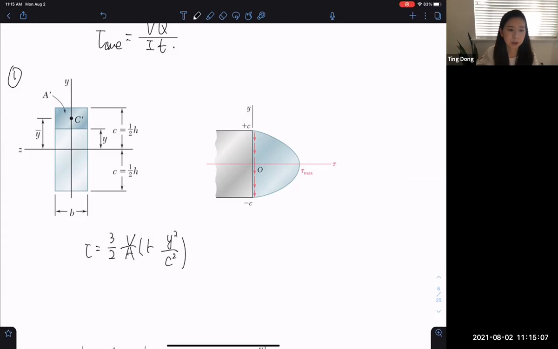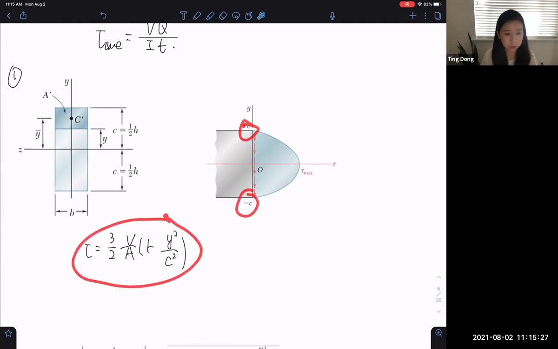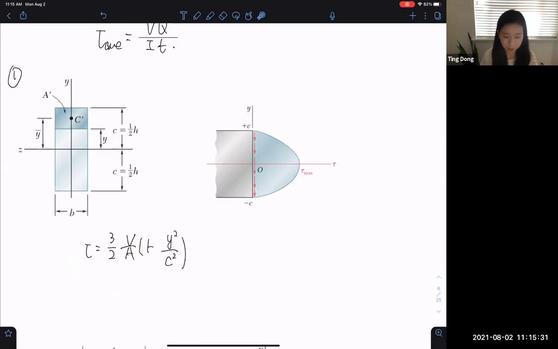This is a quadratic function, right? The shear stress is a quadratic function of y, so it changes quadratically in the y direction. At plus c and minus c, which are the top surface and bottom surface, we plug in and it equals 0. And it is maximum at the neutral surface, where y is equal to 0.